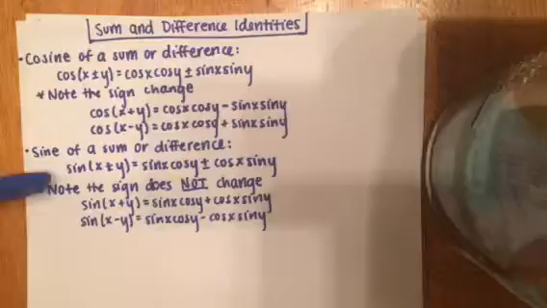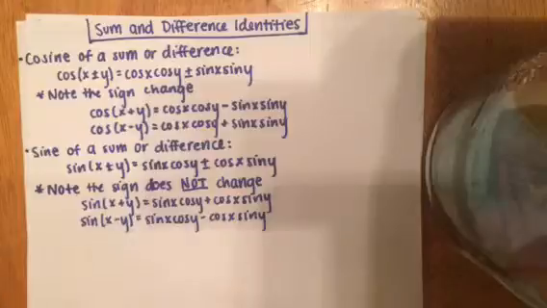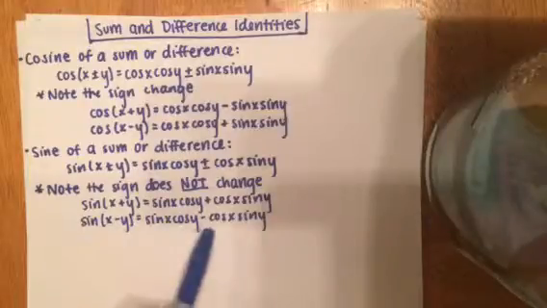For sine, the formula is sine of x plus or minus y equals sine of x times cosine of y plus or minus cosine of x times sine of y. And for sine, the sign doesn't change. So if you have sine of x plus y, it's still going to be an addition sign. And for subtraction, it's still going to be a subtraction sign.